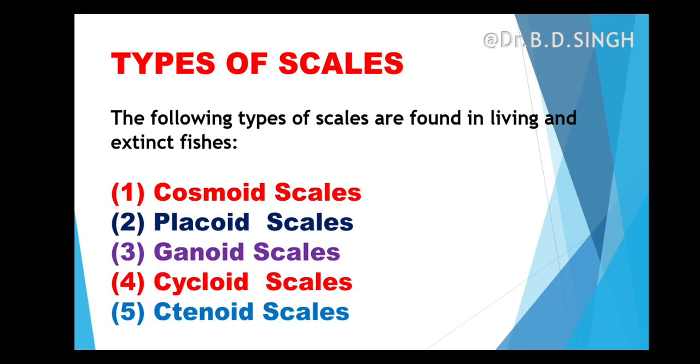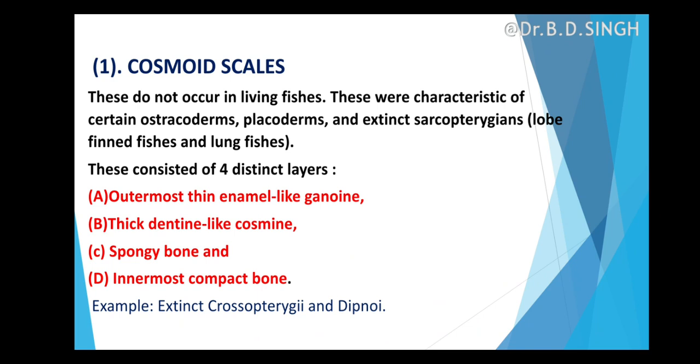Next slide, types of scales. The following types of scales are found in living and extinct fishes: first, cosmoid scales; second, placoid scales; third, ganoid scales; fourth, cycloid scales; and fifth, ctenoid scales. So first of all, I discuss the cosmoid scales.